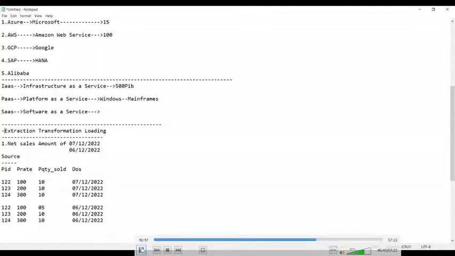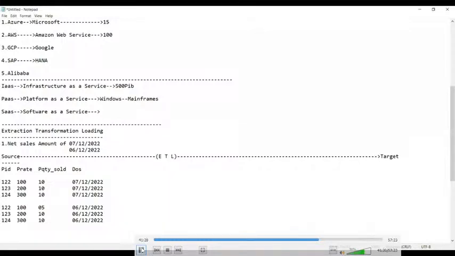What are the two things we require? Can you tell me, guys? The first one is the source, and the second one, which is very important, is called the target. Source and the target. Between the source and the target, we apply the process of ETL, which stands for extraction, transformation, and loading. Anyway, you know what extraction, transformation, and loading are.